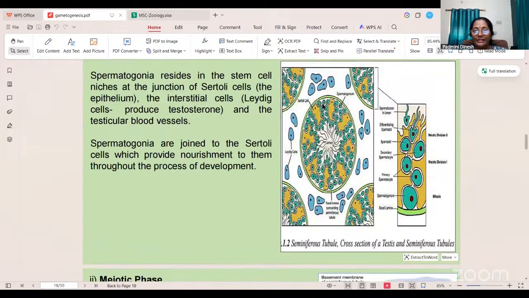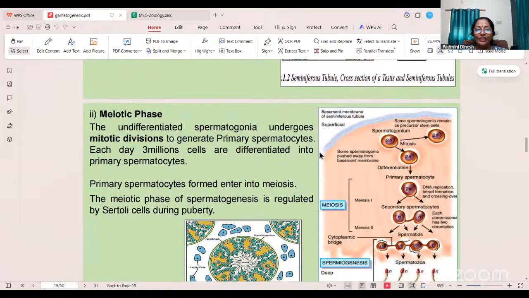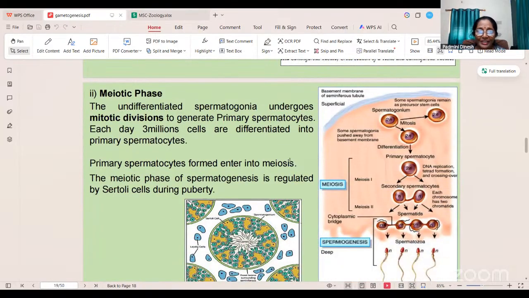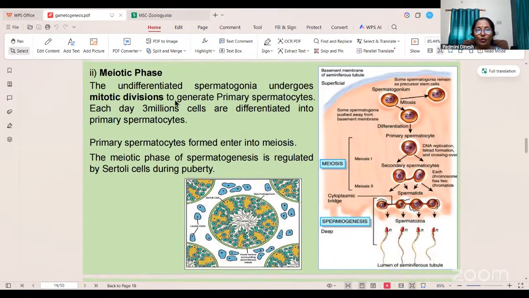That is when the primordial germ cells will undergo mitosis. During this mitosis, nourishment has to be given for the production of primary spermatocytes. So this Sertoli cell is going to take care of all this. That is the proliferative phase. The next one is the meiotic phase. The undifferentiated spermatogonia undergo mitotic division to produce primary spermatocytes. So this is the proliferative phase: the spermatogonia undergo mitosis to produce primary spermatocytes.